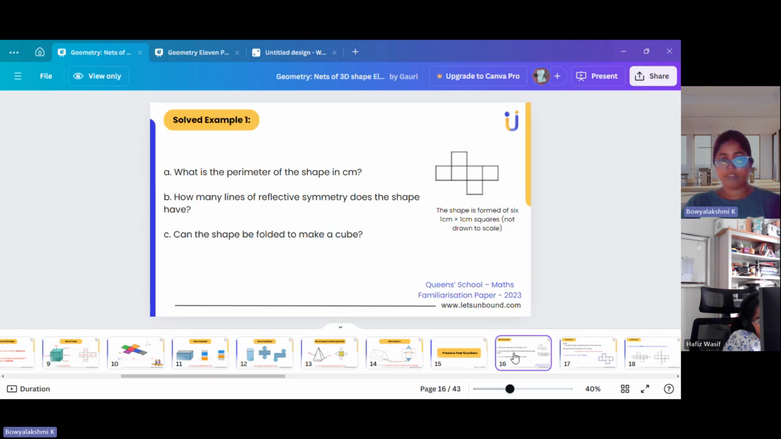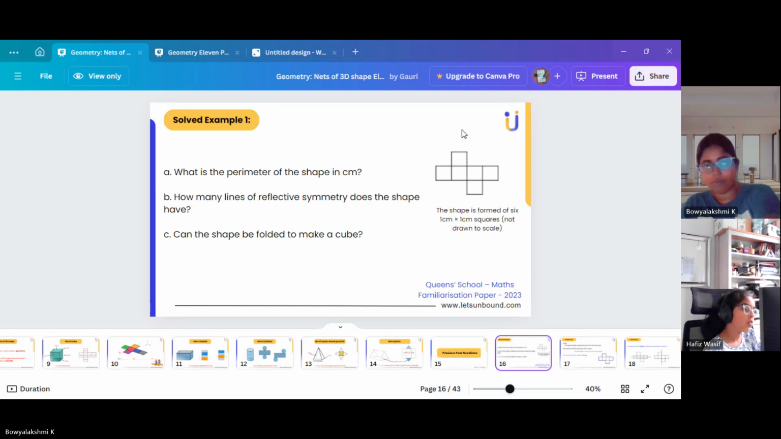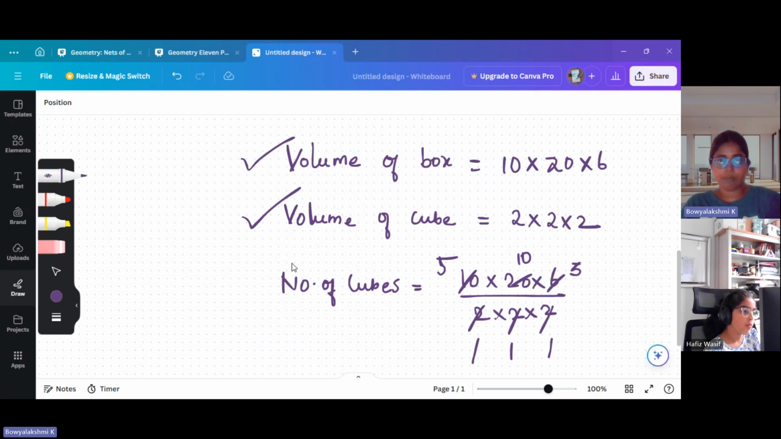Okay, let's get into the previous year question. What is the perimeter of this shape in centimeters? Perimeter is like you just walk along the edge. That's simple. Yeah.